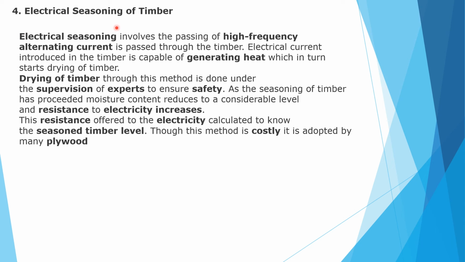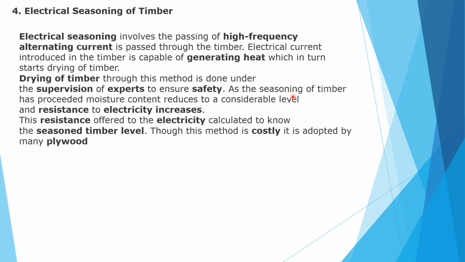Next, electrical seasoning of timber. What is electrical seasoning of timber? Electrical seasoning involves the process of high frequency alternating current passing through the timber. Electrical current introduced in the timber is capable of generating heat, which starts drying the timber. Drying of timber through this method is done under the supervision of an expert to ensure safety.